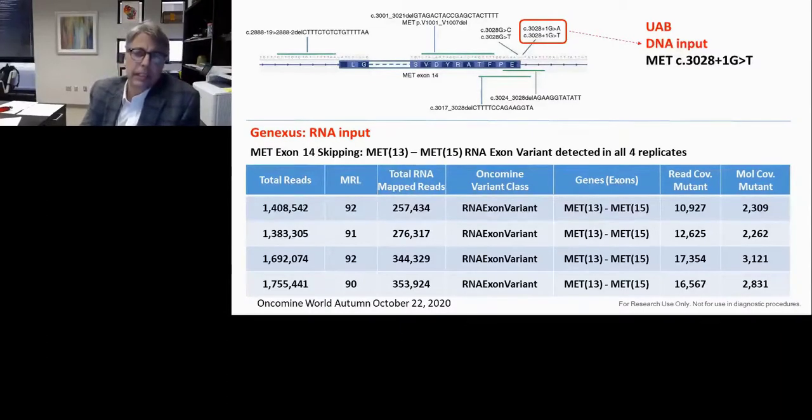compare this, we would predict that due to the splice site mutation, the exon 14 would not be in the transcript. So from the same specimen, we isolated RNA, sequenced it on the Genexus, and identified that indeed MET exon 14 was deleted in this specimen. And that's shown in the lower table, where you can see in the column that says gene exons, MET exon 13 is fused directly to MET exon 15. So it's a way to confirm that both at the DNA level and the RNA level, the mutation leads to loss of MET exon 14.